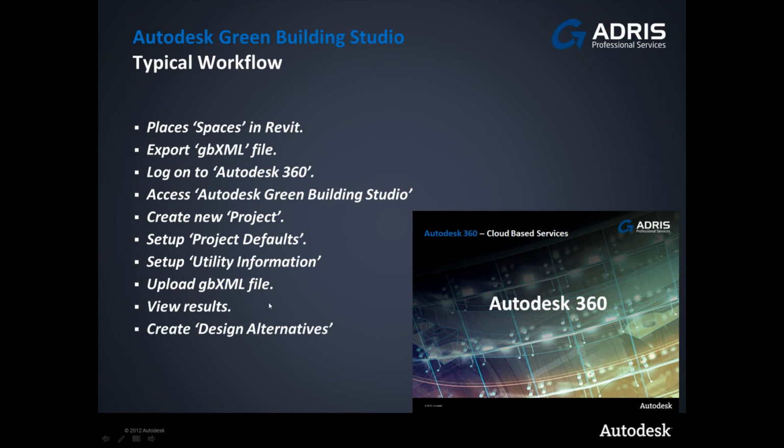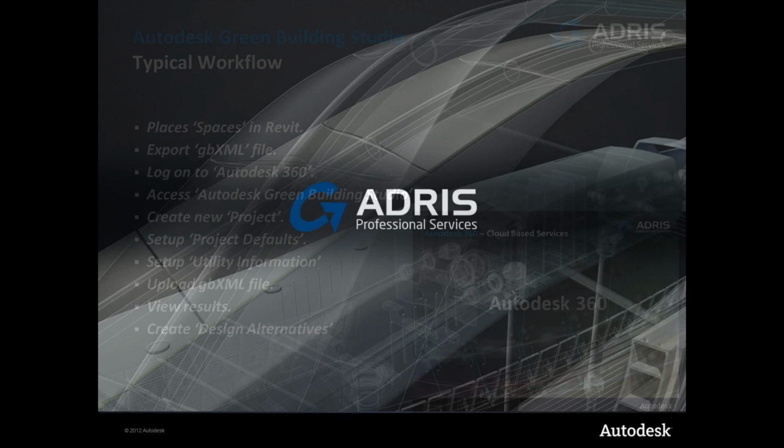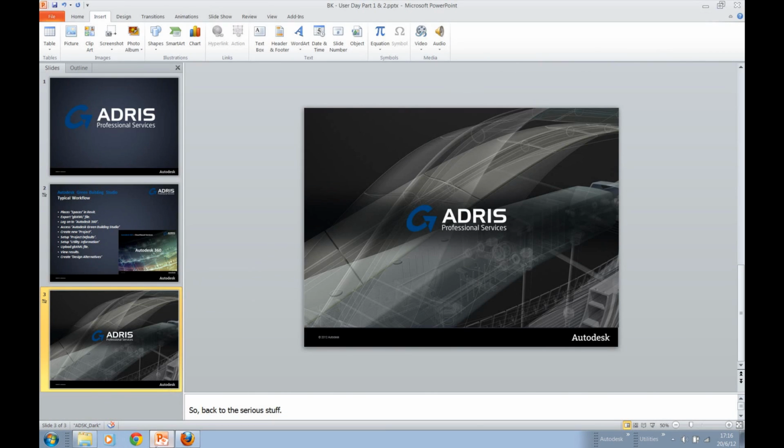Now what we're going to do is to create some design alternatives. So this is a process whereby we alter some of the variables, some of the parameters, and see what impact that has on our final result. So, okay, let's run through that.